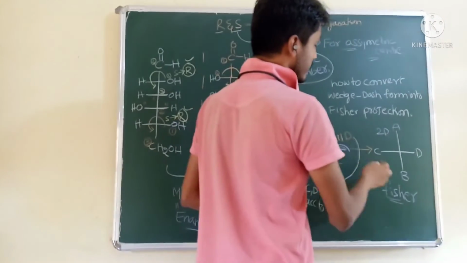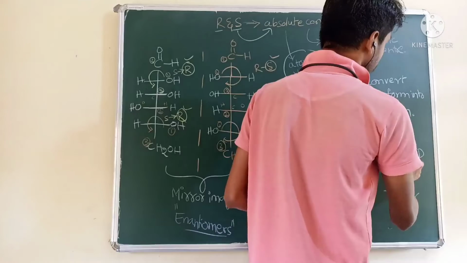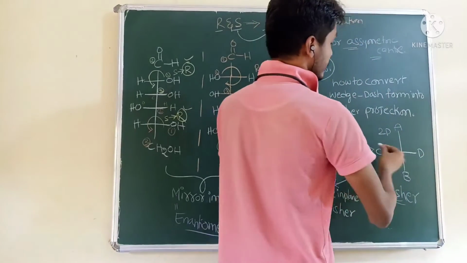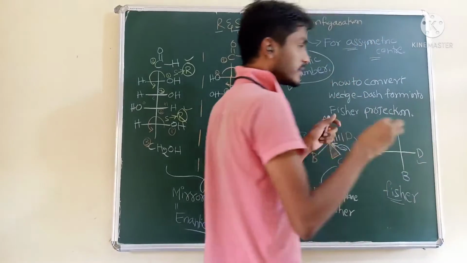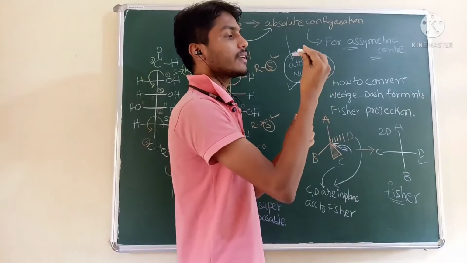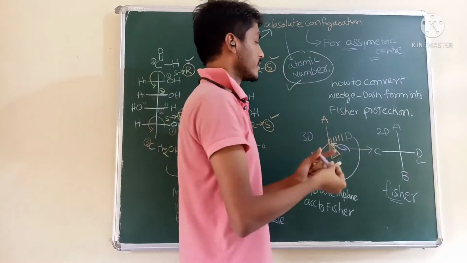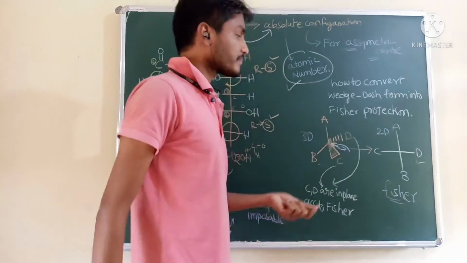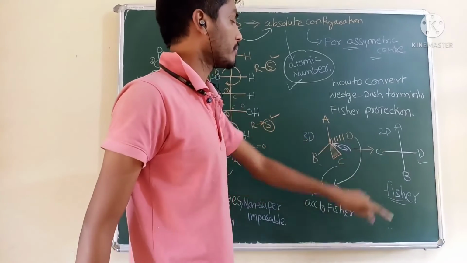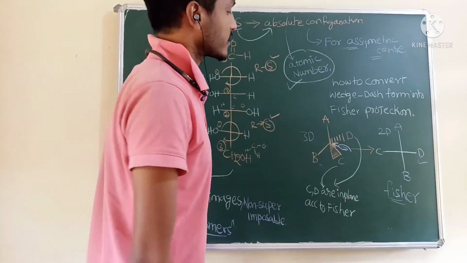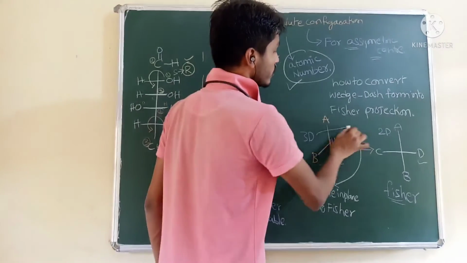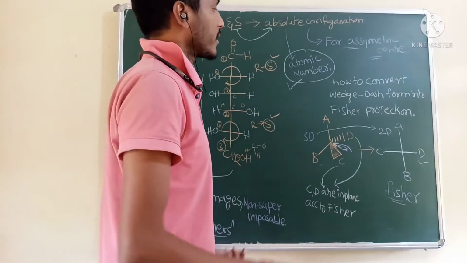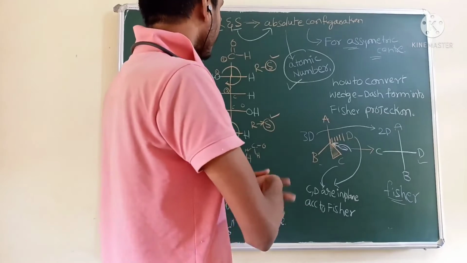See the in-plane bond. Whenever you stand here, this horizontal indicates C and D; they are present horizontally like this. Next, A and B are present above and below the plane. So like that, Fischer converted the 3D form into 2D form using the Fischer projection. That formula we can call the Fischer projection formula.